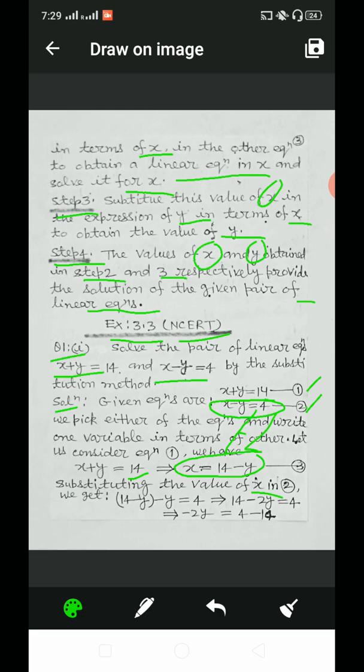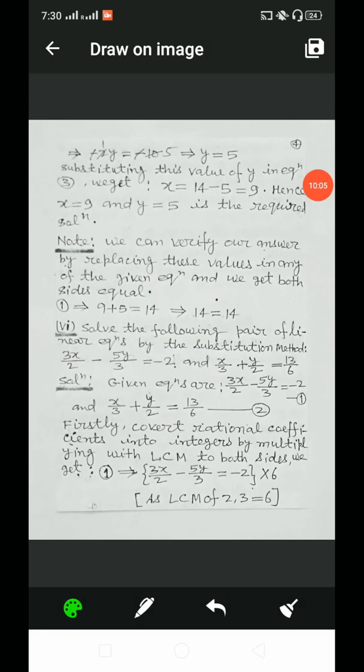We get 14 minus y is equal to 4, and this implies that 14 minus 2y is equal to 4, and after solving we get minus 2y is equal to 4 minus 14, and this implies that y is equal to 5.